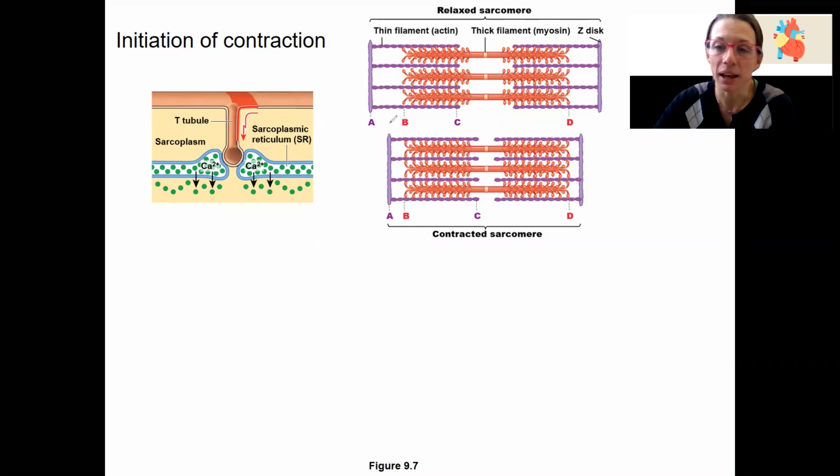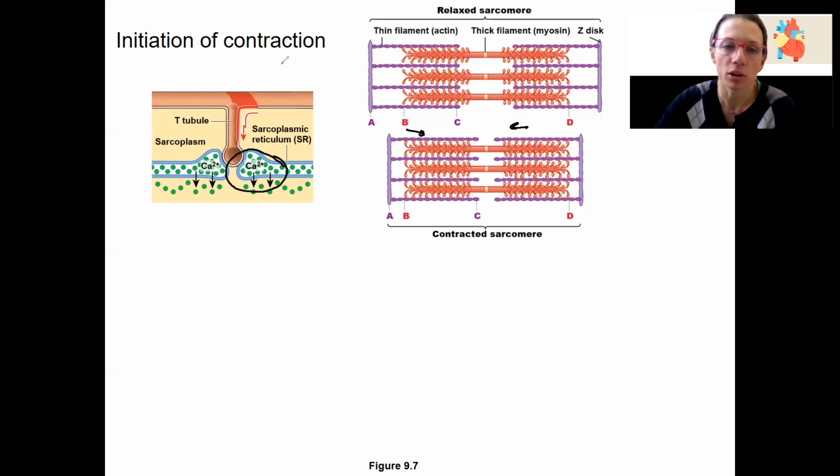So we need to be able to have our cardiac muscle contract by shortening the distance between these Z discs. And that's done by cross-bridge cycling that's initiated by calcium release from the sarcoplasmic reticulum. Depolarization is going to cause calcium to be released from the sarcoplasmic reticulum.